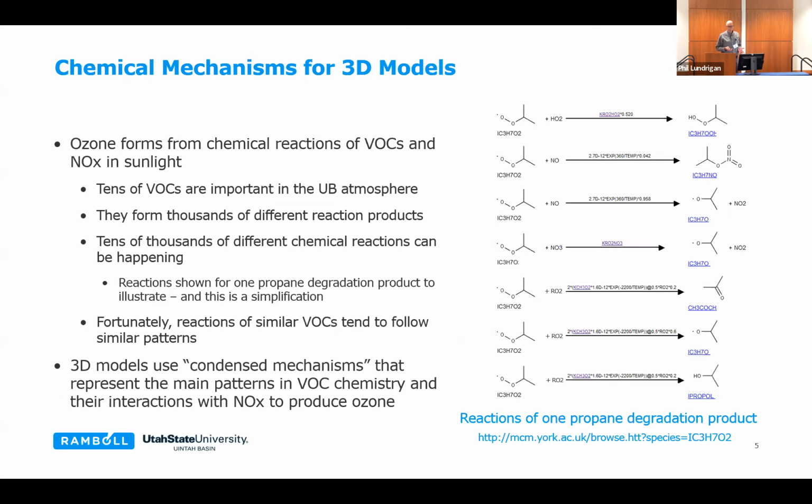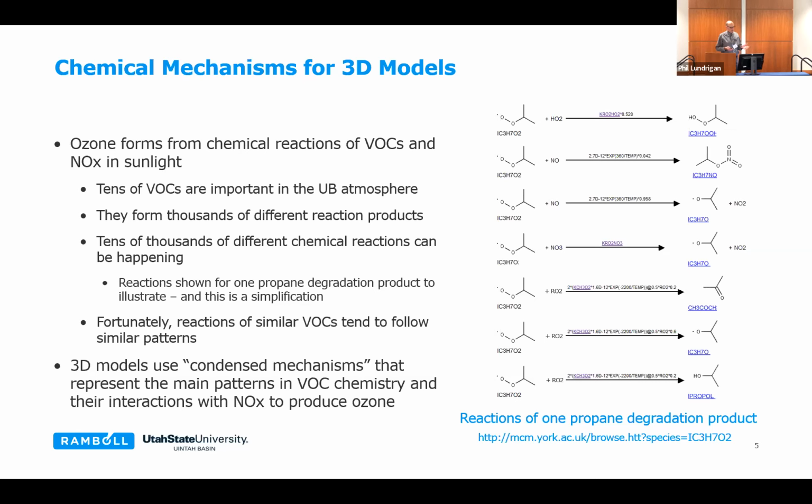Just to say a little bit about these chemical mechanisms. Ozone forms from the chemical reactions of VOCs and NOx in sunlight. How many reactions are we talking about? How many VOCs? If you were to look in the atmosphere in the Uinta Basin, perhaps there are tens of VOCs that are there in significant amounts.